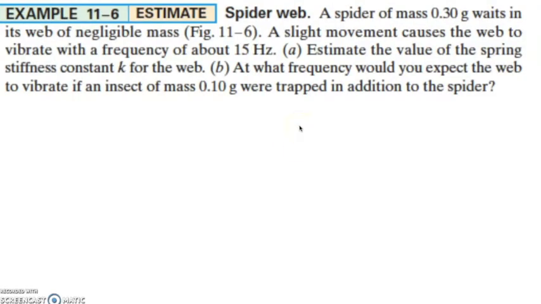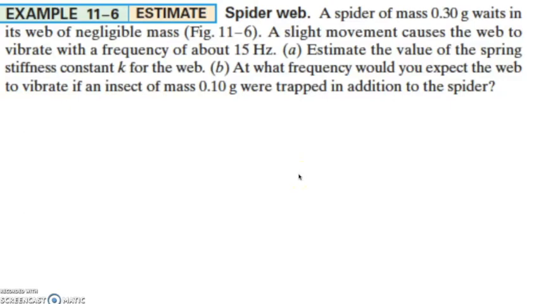Spider web. A spider of mass 0.30 grams waits in its web of negligible mass. A slight movement causes the web to vibrate with a frequency of about 15 hertz. We want to know the value of the spring stiffness constant for the web, and at what frequency would you expect the web to vibrate if an insect of mass 0.1 grams were trapped in addition to the spider. So we're adding some more mass to the picture.